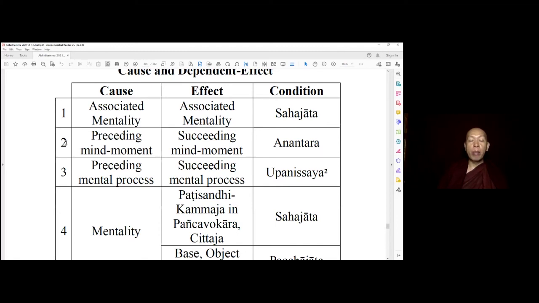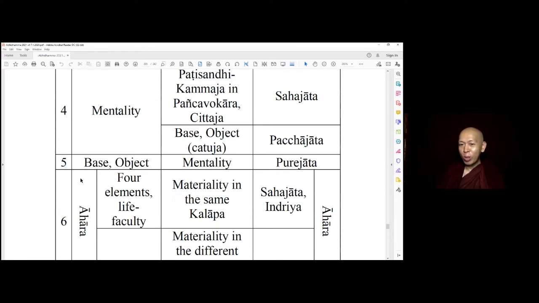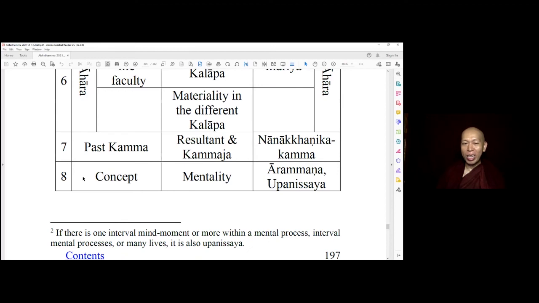Then row number 3, preceding mental process and succeeding mental process. For example, we may have an idle mental process, or a similar mental process. It will be Upanissaya. Here I have a footnote on Upanissaya. If there is one interval mind moment or more within the mental process, or interval mental processes, or many lives, it is also Upanissaya. Okay, so you can scroll up.